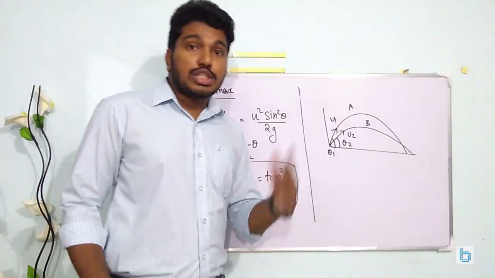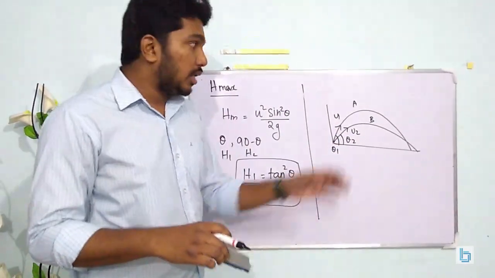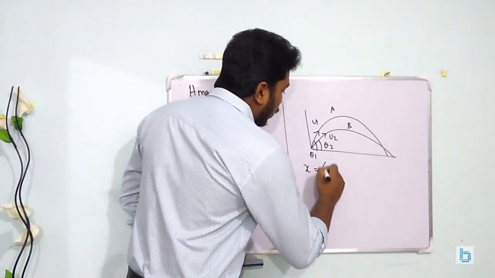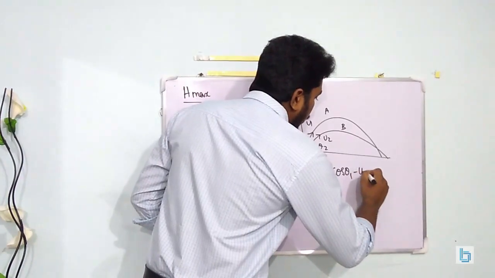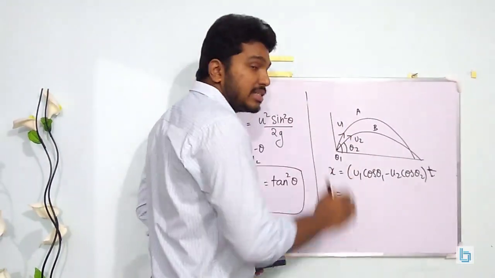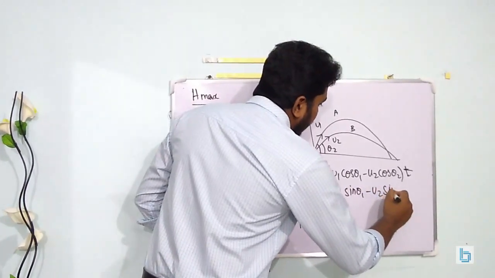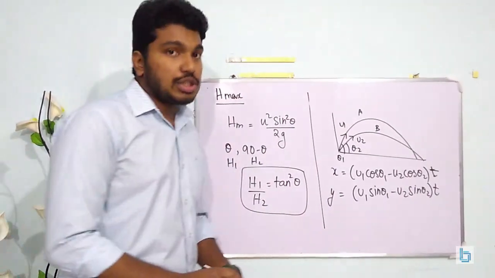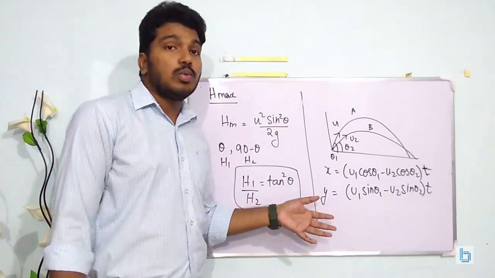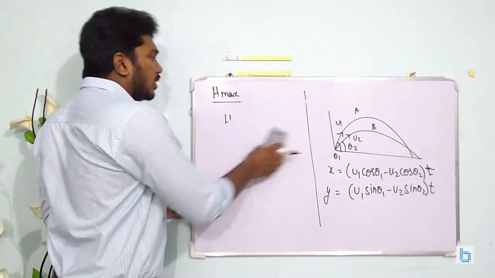And the relative position at a given time t, in the x direction and the y direction, the position of a with respect to b can be written like this: x is equal to u1 cos theta 1 minus u2 cos theta 2 into t. Correspondingly, the vertical distance y is equal to u1 sin theta 1 minus u2 sin theta 2 into t. Remember these two conditions. When observing one projectile from another, it appears as if the projectiles are moving in a straight line.